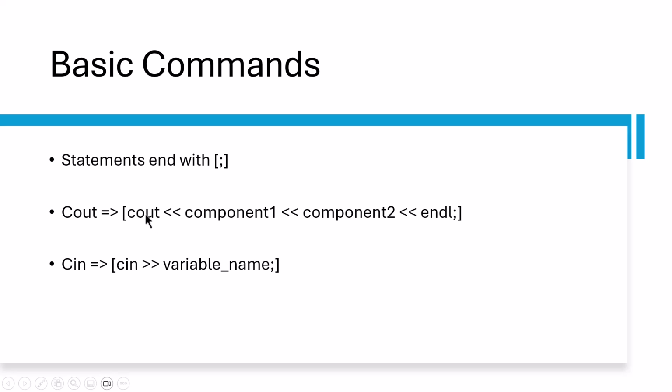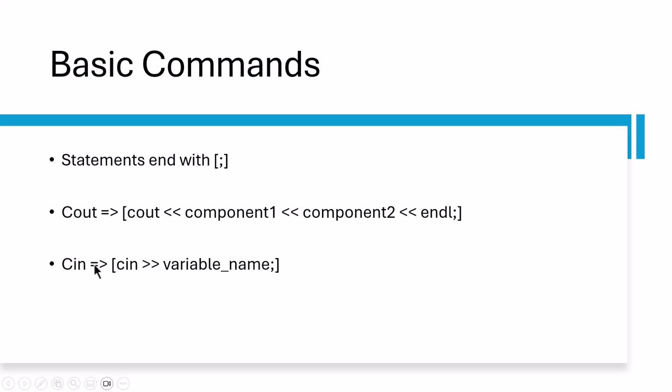The way you use this is you go cout, you use the insertion operator, and you give a component. That component can be a variable, that can be a number. It all depends on how you want to do things. And you can then use the insertion operator again to insert another component. And then once you are done, you can just end your statement there. But it is usually recommended to end your cout commands with endl, because when you don't do that, things sometimes get messy.